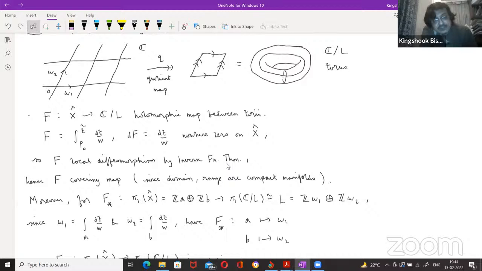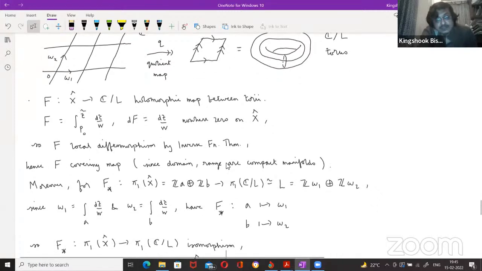So first, F is given by this integral, P0 to Z tilde, dz over W. So that means that df is equal to dz over W. Now we showed that this holomorphic one form dz over W is nowhere zero on X hat. So since this is nowhere vanishing, that means df is nowhere zero. So therefore, by the inverse function theorem, F is a local diffeomorphism everywhere, because its derivative df is nowhere zero, because this differential form dz over W is nowhere zero.